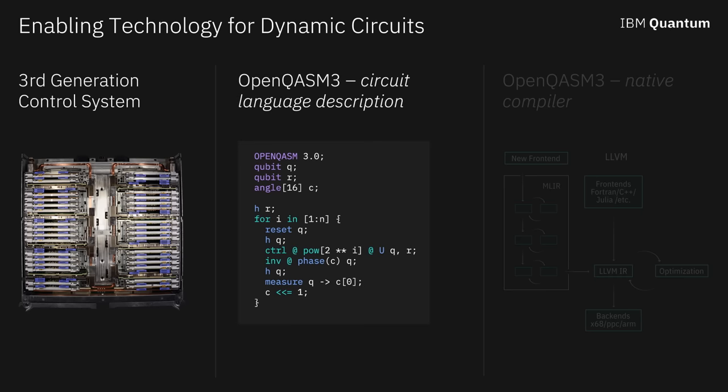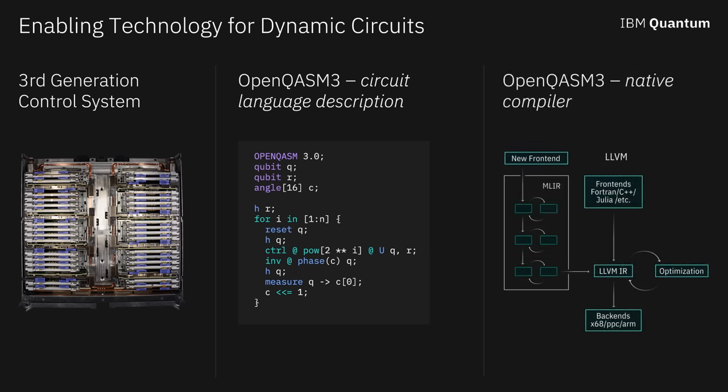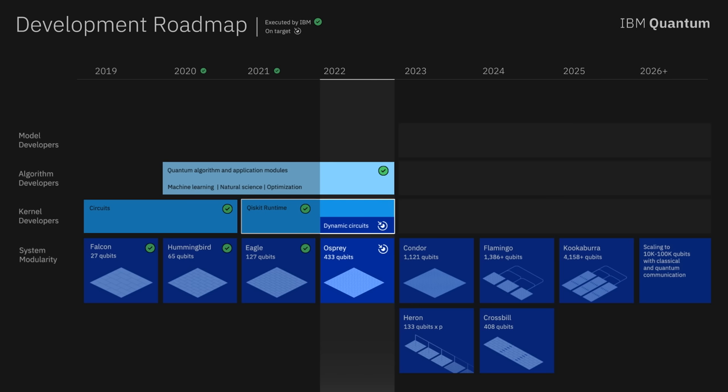And finally, dynamic circuits require a new compilation stack to convert OpenQASM programs into executable form. Consequently, we're developing an OpenQASM 3 native compiler. This is an exciting domain for research and development, and we're looking forward to converting this activity from a purely theoretical endeavor into an empirical one this year.